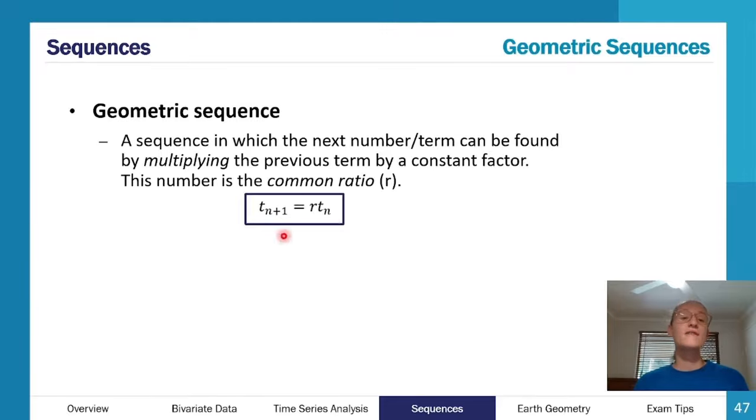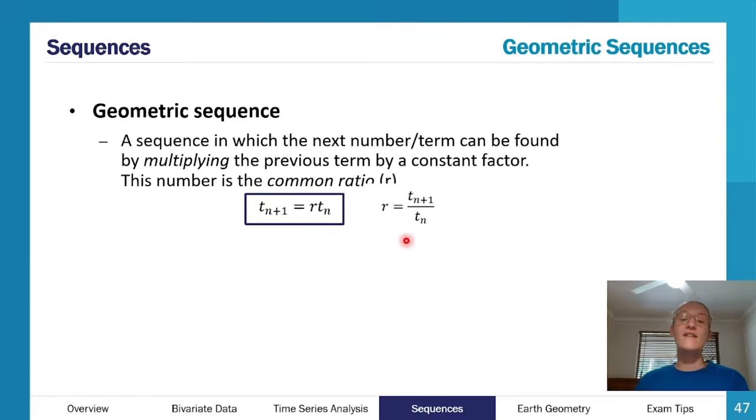So, how to calculate geometric sequences using recursion. Again, recursion is that step-by-step process where you find the first term and use that to find the second term. Then you use that to find the third term, and so on. Same thing going on here. Our next term is equal to our current term multiplied by our common ratio, the factor by which it's growing or reducing each time.